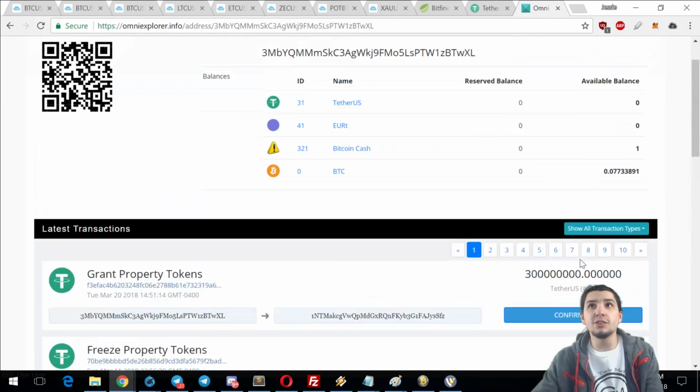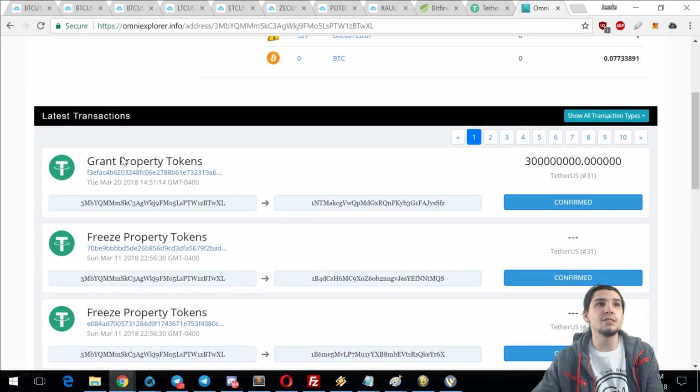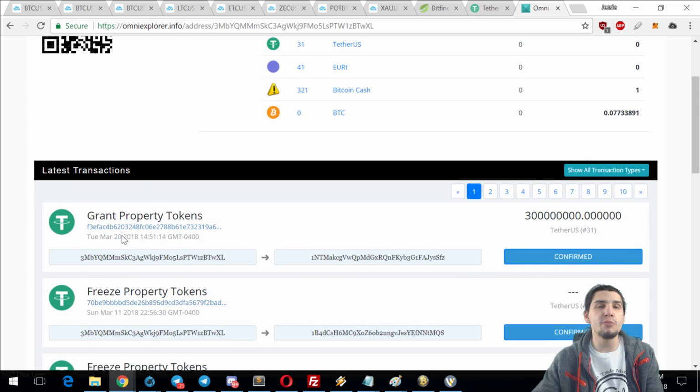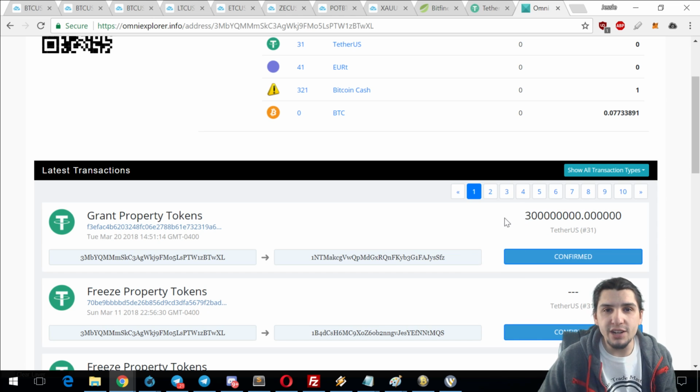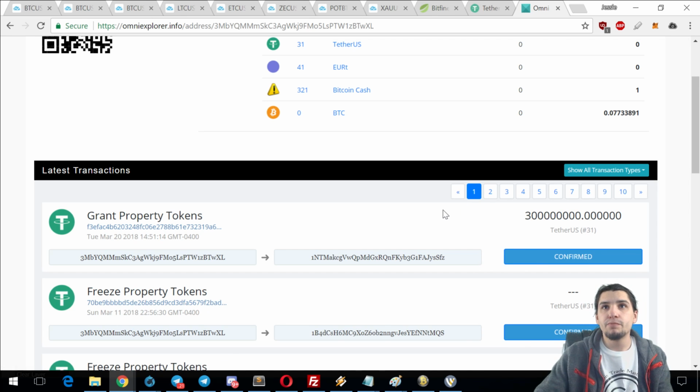So here's a lot of evidence here. And grant, like, this is the most recent one. This was on Tuesday, March 20th. Today is March the 22nd. So 2 days ago, they created out of thin air 300 million USD tethers. Okay? And where'd this money come from?